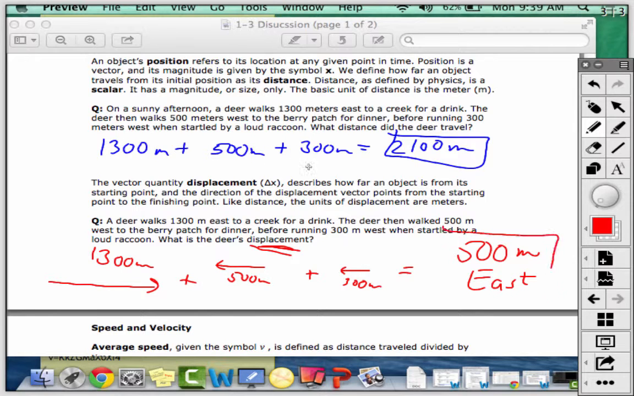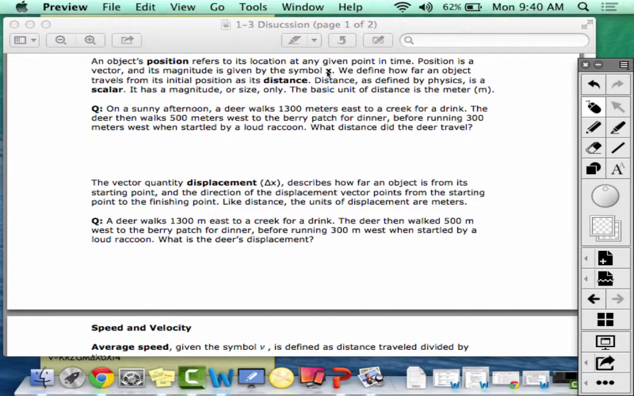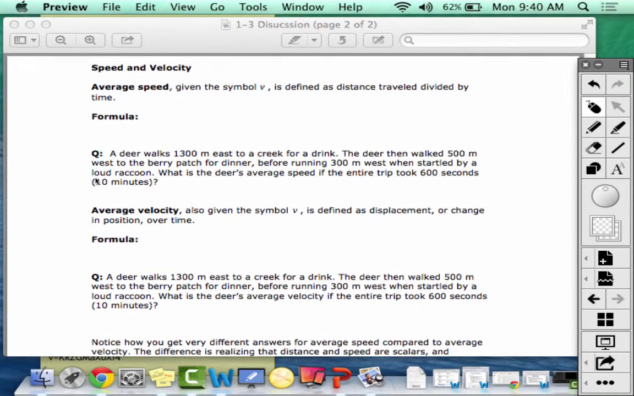If you forget that, I sadly have to take a point off because you forgot that displacement is a vector. Okay. All right. Cool beans. Let's take a look at speed and velocity.